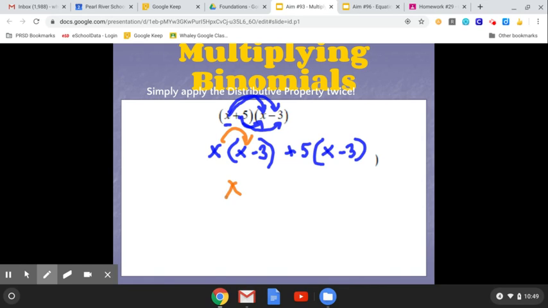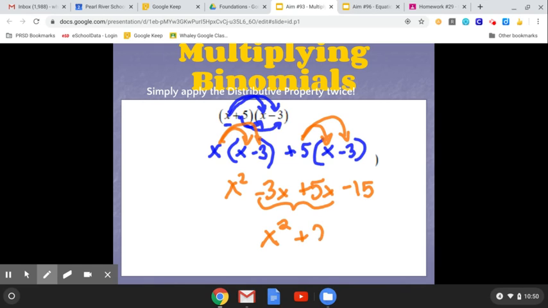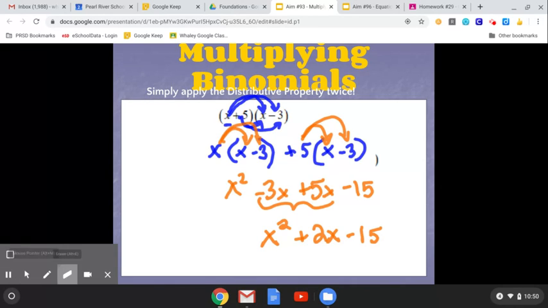X times x is x squared. X times negative 3 is negative 3x. 5 times x is 5x. 5 times negative 3 is negative 15. These will combine together, and we'll end up with x squared plus 2x minus 15. I like that way better. It's a lot easier, and a lot quicker to do. Okay. Pause video if you need to, take some notes. Moving on to the next page.